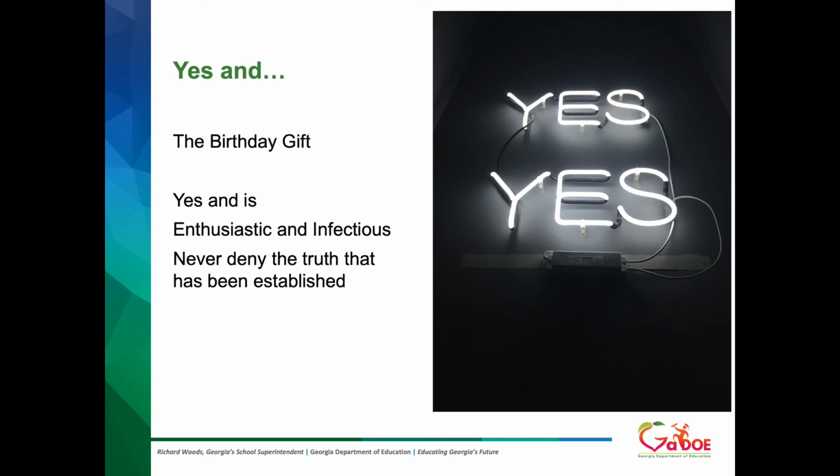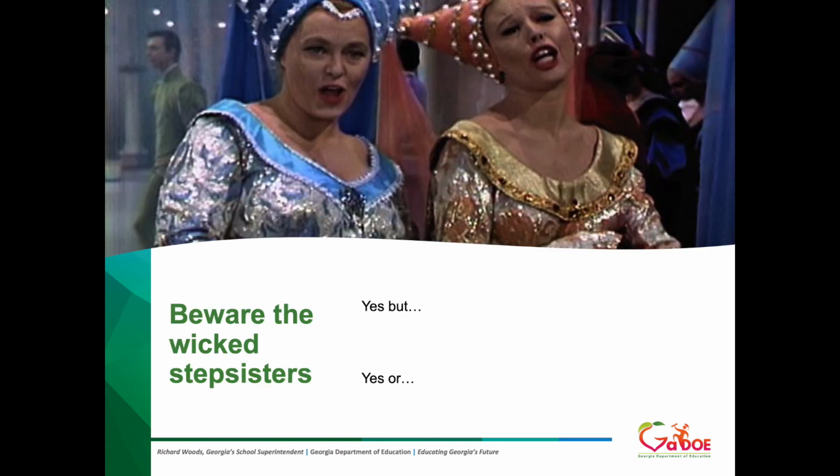Yes and is of course a key aspect of any improv. Scenes will not work if partners overtly reject the suggestions of others. It is also important for partners to add to suggestions in order to progress the story. There are some potential pitfalls to be wary of. Beware the wicked stepsisters of yes and. These are yes but and yes or.